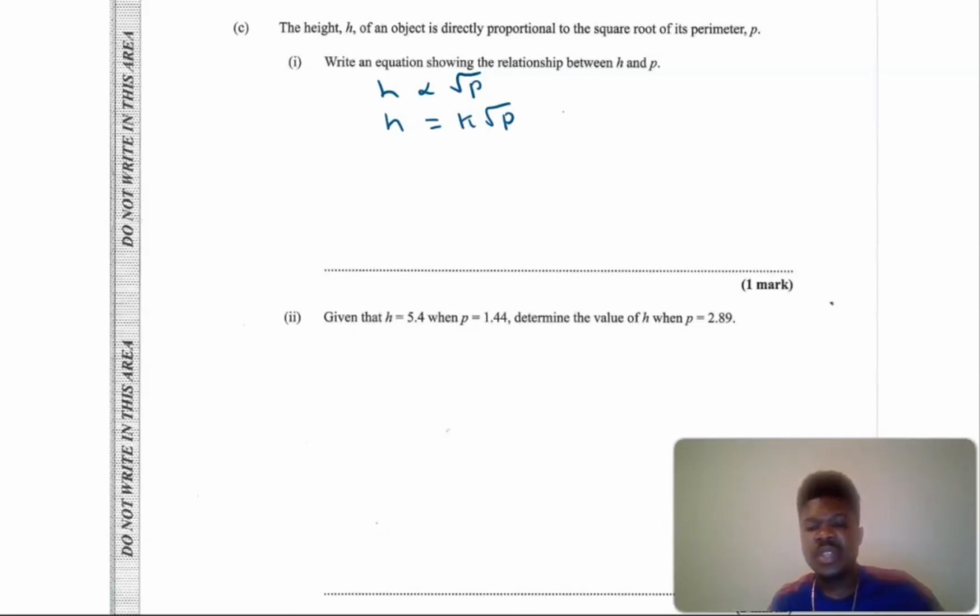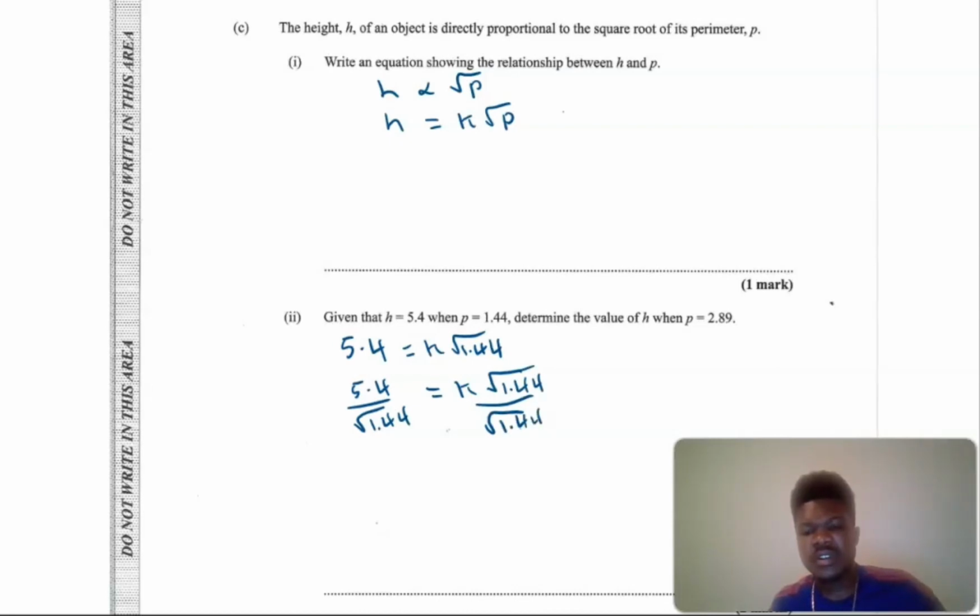So they're giving us h and p because they need us to use it to find the constant k. So first we need to find k. So we're going to have 5.4 is equal to k times the square root of 1.44, which means k is going to equal 5.4 divided by the square root of 1.44. Why do I divide both sides by the square root of 1.44? Because I need to have k by itself. I'm showing it right here. Need to get k by itself, so I'm going to have k by itself now.